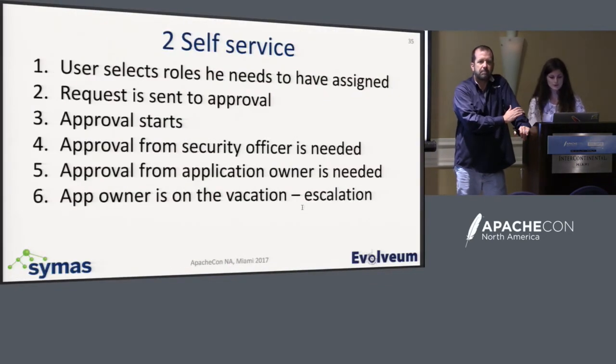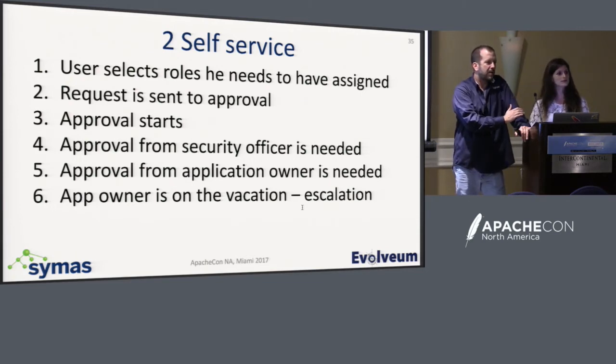So in this use case, we show the self-service requesting a role and then approval process with multi-level approval stages and escalation when someone who should approve is not available or is too lazy. It's good when you have someone who is very slow. You know, you can speed up your process. It's quite a scenario. Yeah. You packed a lot in there.